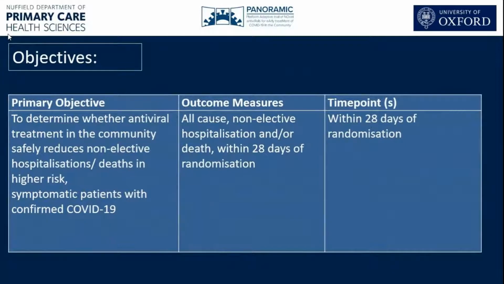Moving on to objectives. So the primary objective will be to determine whether antiviral treatment in the community safely reduces non-elective hospitalizations and deaths in higher risk symptomatic patients with confirmed COVID-19. The outcome measure will be all-cause non-elective hospitalization and or death within 28 days of randomization.